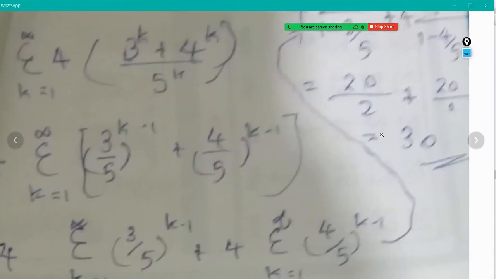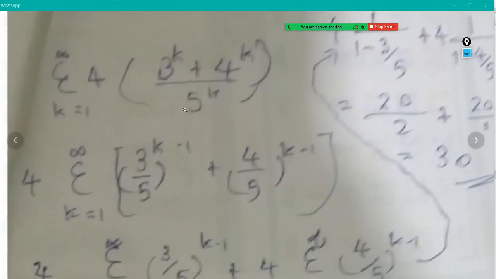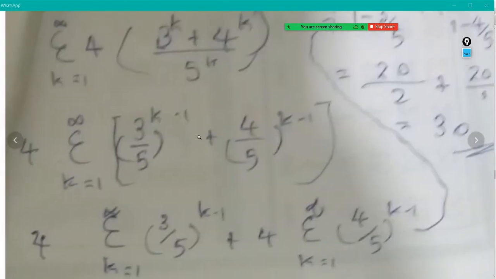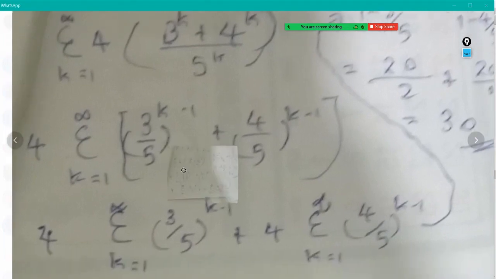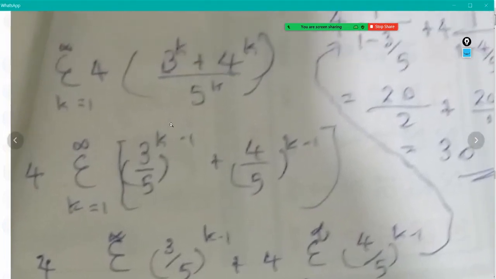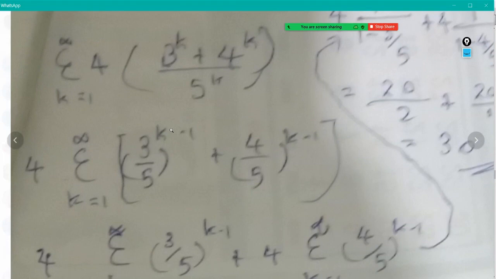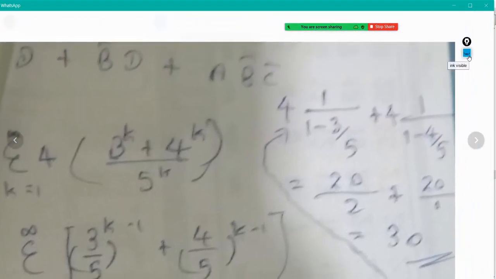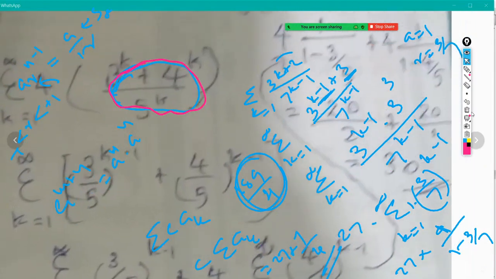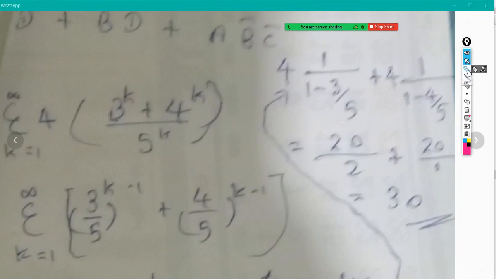Right, so two different answers are there. One answer is 30, the other one is 30. So I'm not sure how you get from this line to this line. If you can explain, I will take it. Because I'm not sure how you manage to get from here to here.